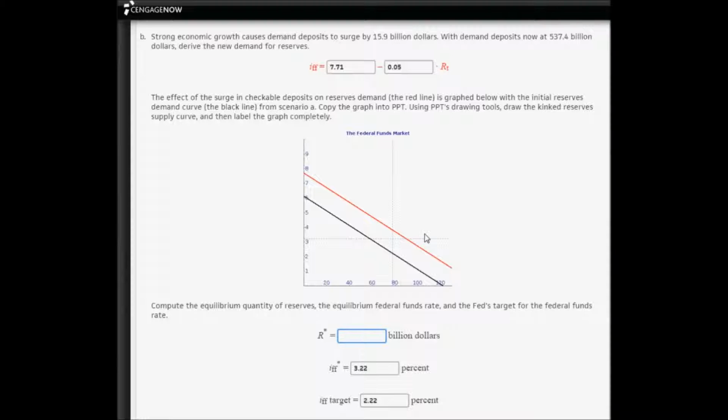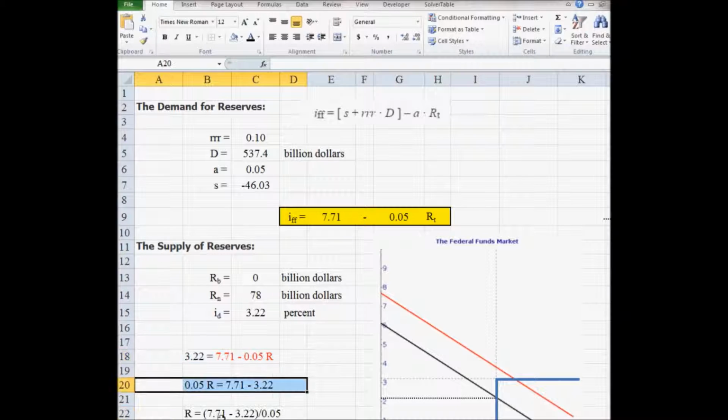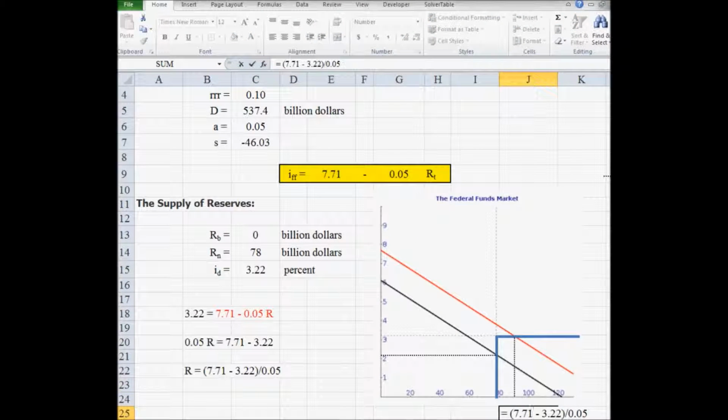To get the quantity of reserves in the banking system, we have to replace i_FF with 3.22 and solve for R. Here I've set the new demand curve, 7.71 minus 0.05 R, equal to the new equilibrium federal funds rate. Then I subtract 3.22 from both sides and add 0.05 R to both sides. Then I divide both sides by 0.05. So when I do the calculation, I get, for the equilibrium quantity of reserves, 89.8.